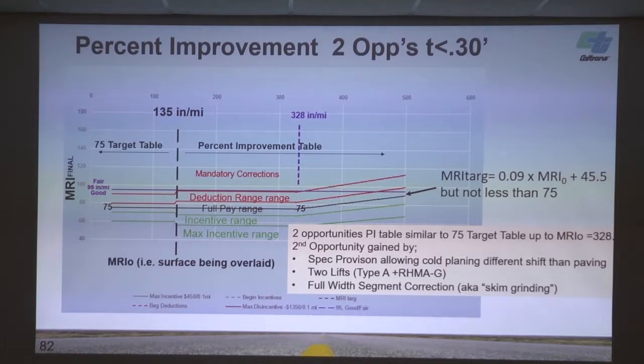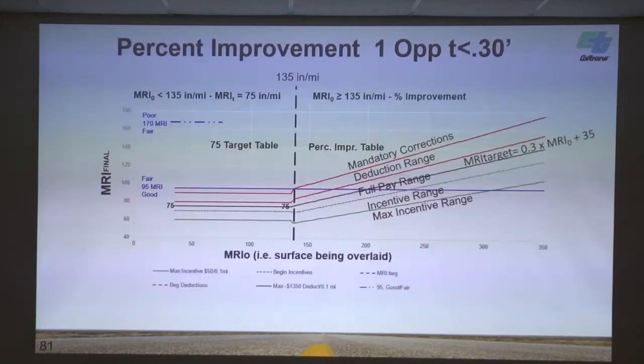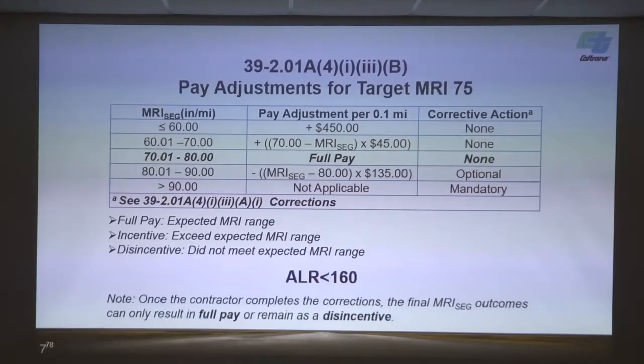Pete? Yeah. How do you guys define mandatory corrections? What is that exactly? Okay, the question is, how do we define what a mandatory correction is? When you go to our tables, that's the highest MRI value that you can have that's acceptable. So if we have a 75 target table, we're doing a single lift, a layer that's less than 3/10, our mandatory correction level, you go to our table, it's 90. There's that 90 value, that's the mandatory correction level.